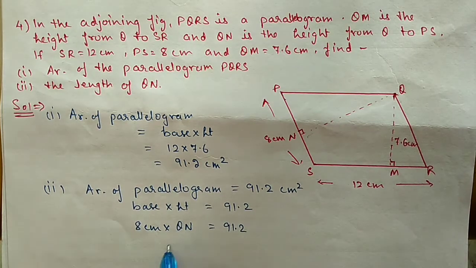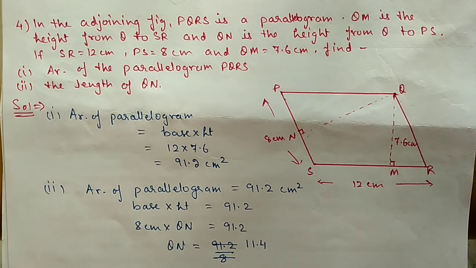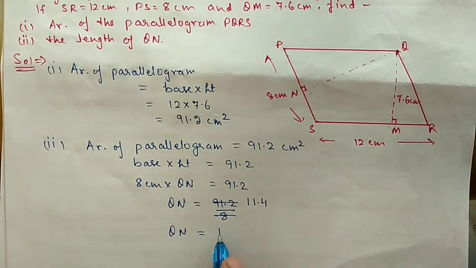So now this 8 we can shift to the other side. So QN is equal to 91.2 divided by 8, and we can cancel out, and we get 11.4 times. So QN is equal to 11.4 centimeter.